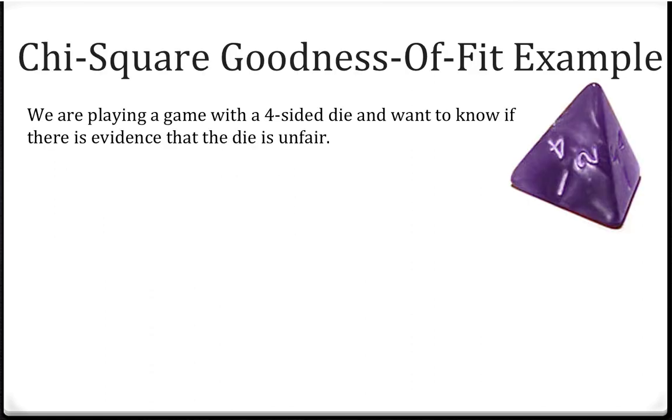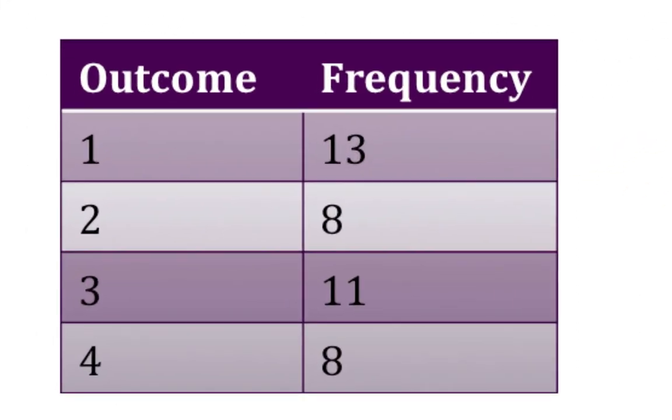Here's our scenario. We are playing a game with a 4-sided die and want to know if there is evidence that the die is unfair. We roll it 40 times and collect the following data. We rolled a 1 13 times. We rolled a 2 8 times, a 3 11 times, and a 4 8 times.